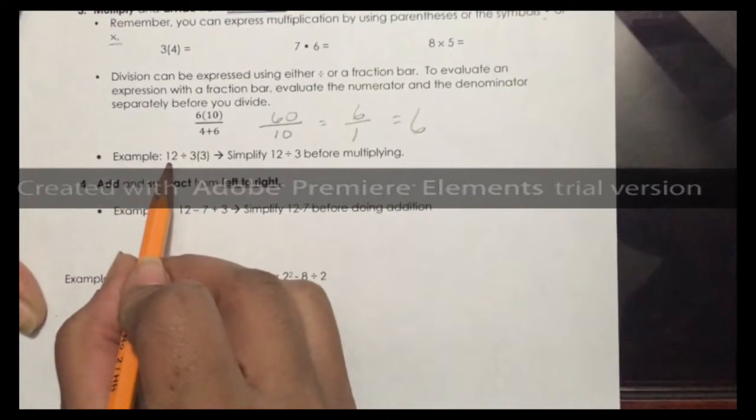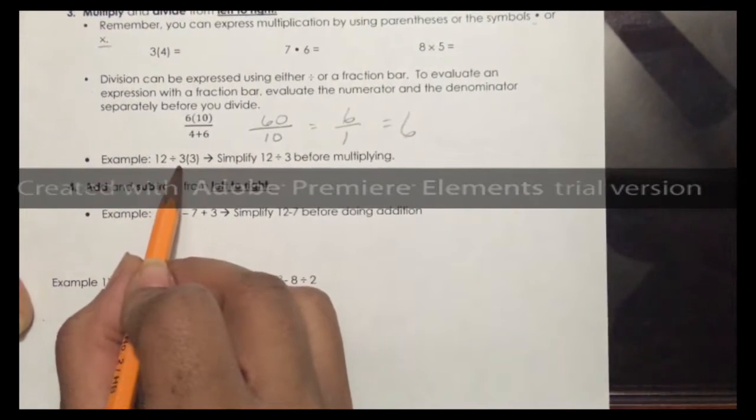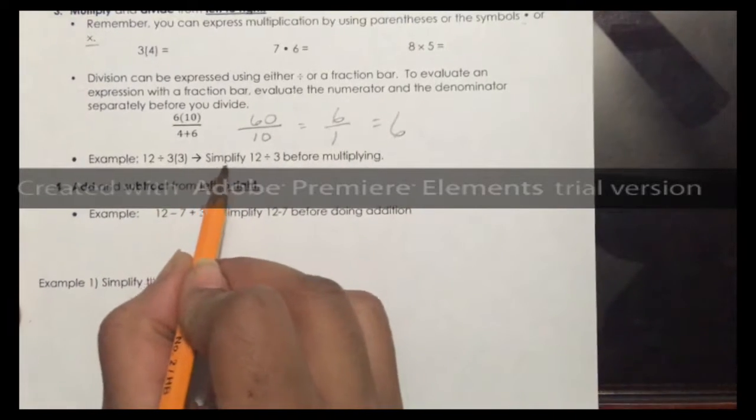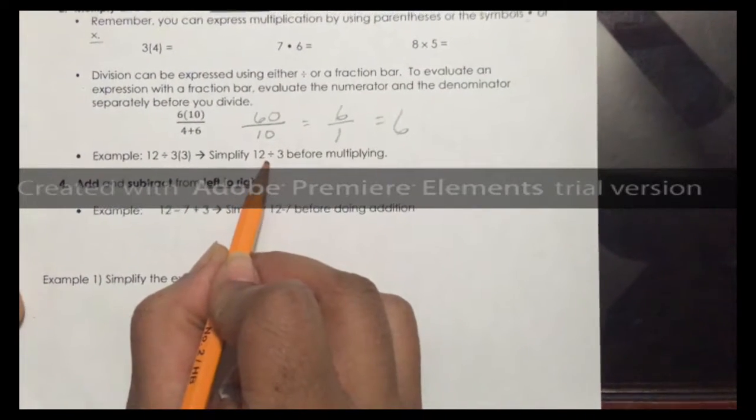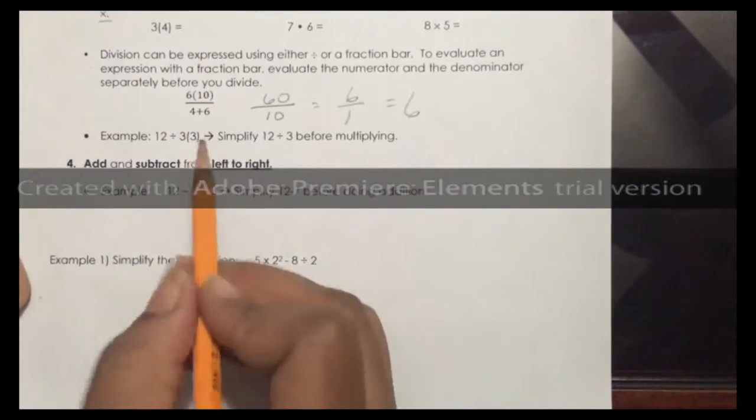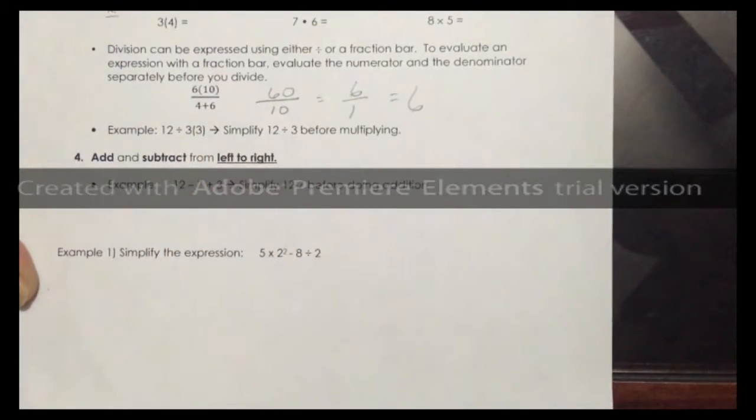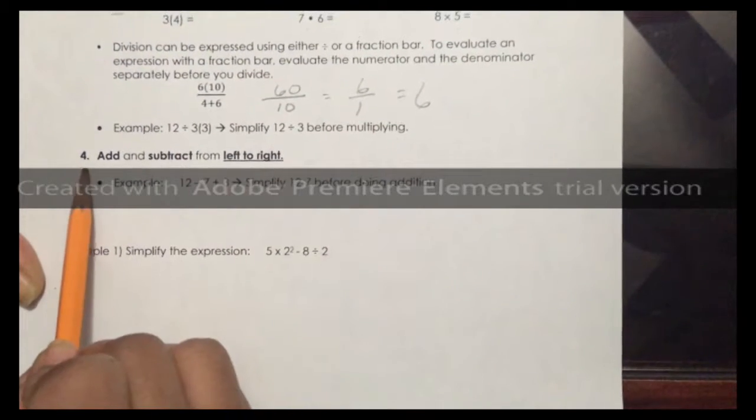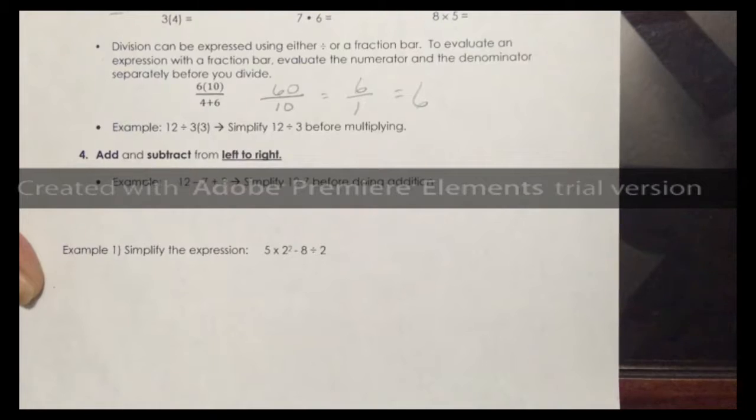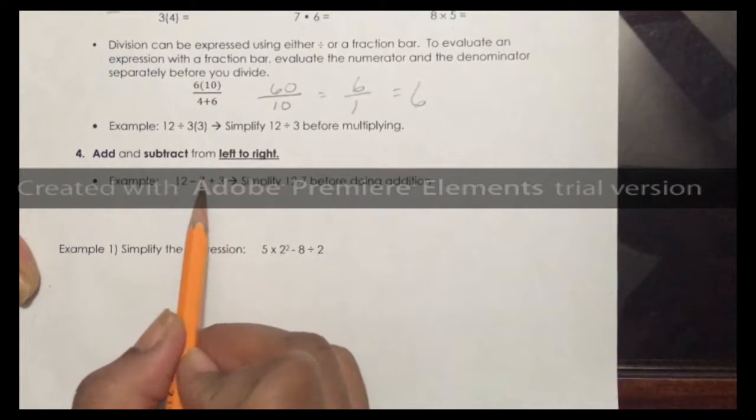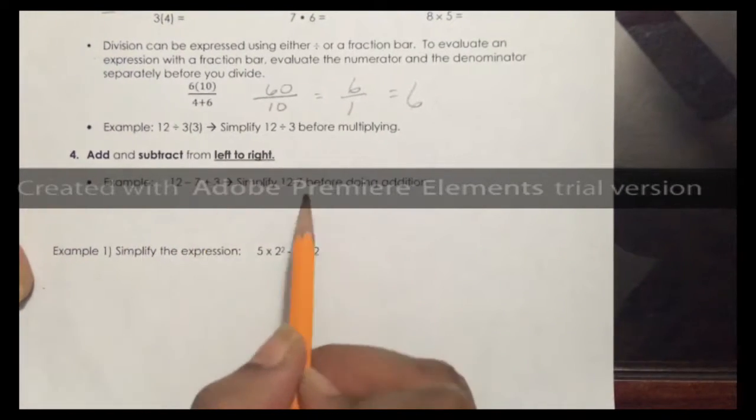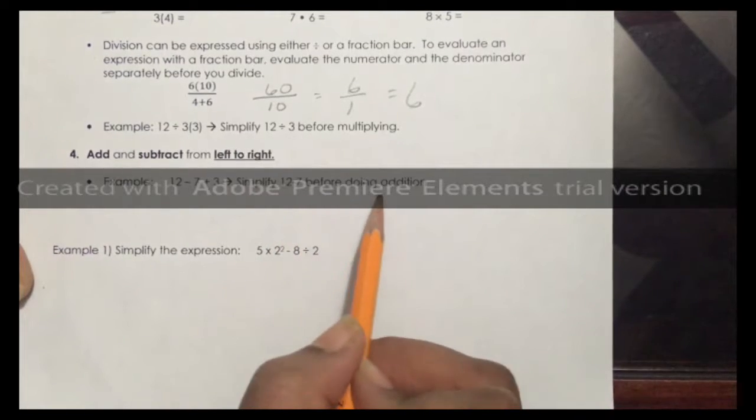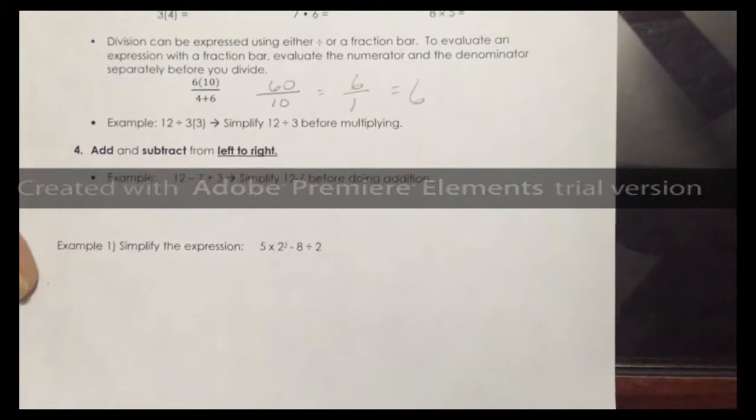Here's another example. 12 divided by 3 times 3. You'll simplify 12 divided by 3 before you multiply, because this parentheses here is just indicating that you'll multiply. Number 4, add and subtract from left to right. For example, 12 minus 7 plus 3. Simplify 12 minus 7 before you do the addition.